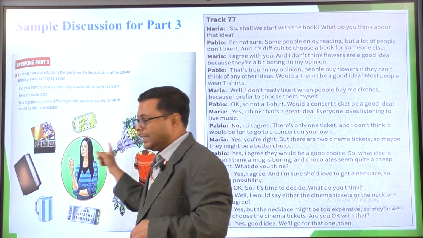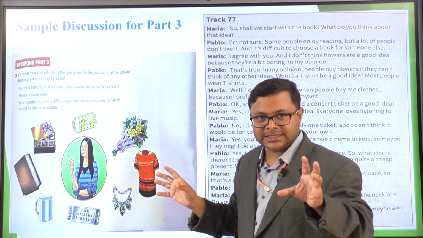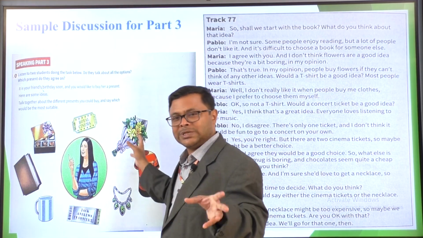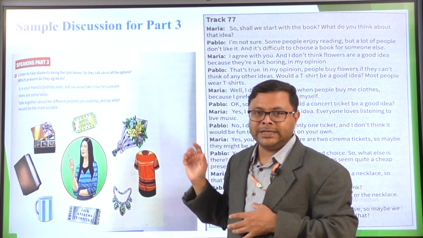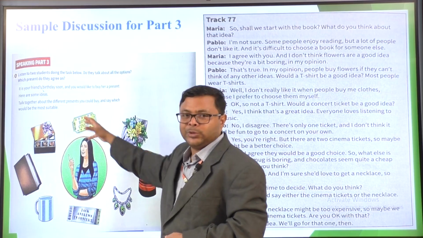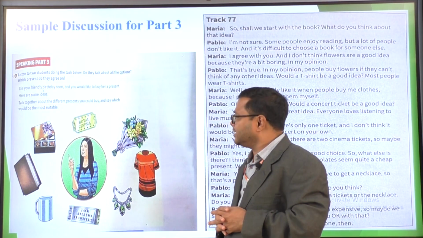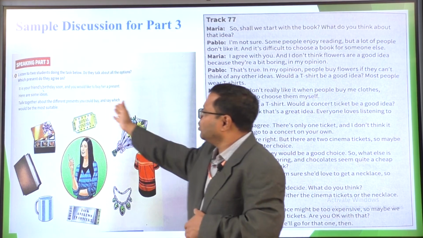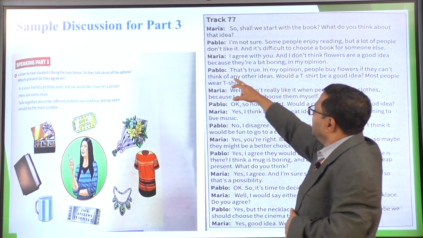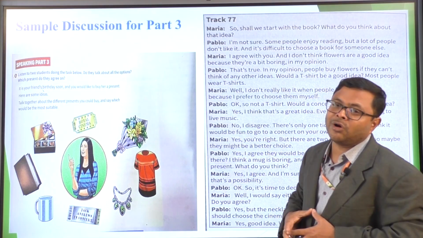See, they are going haphazardly, right? Book and then flower bouquet. As I suggested, it is not a rule that you have to go clockwise or anti-clockwise. We can go haphazardly, but the problem is that you may miss some of the 8 options in between. That is why, instead of missing options, you can go clockwise or anti-clockwise. That is just my suggestion. Then Pablo says, that is true, in my opinion people buy flowers if they cannot think of any other thing.